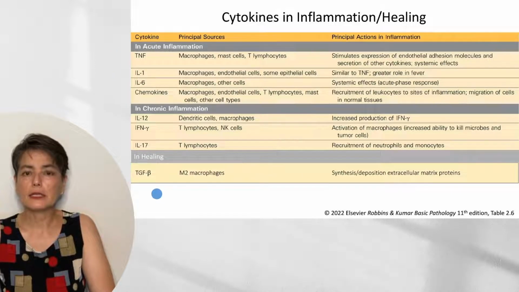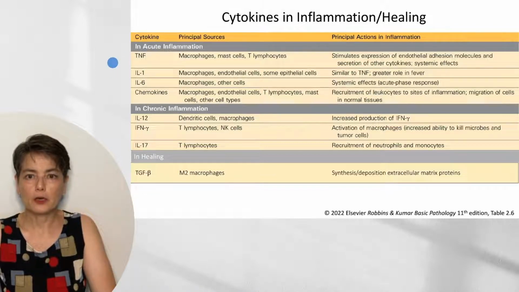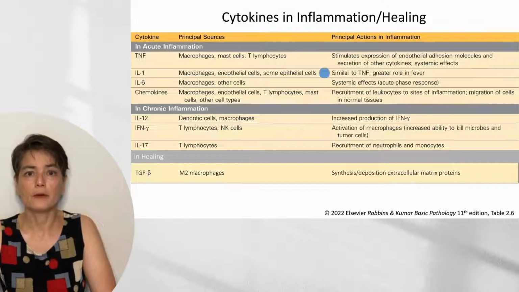I want to go into a little bit more detail about cytokines. These are small molecules that are released by a variety of different cells, and they have a number of different actions in inflammation. So this comes from table 2.6 from Robbins and Kumar Basic Pathology, 11th edition. I added a little bit here in healing to bring in TGF-beta. But again, tumor necrosis factor, we talked about how it stimulates the expression of endothelial adhesion molecules and secretion of other cytokines and has systemic effects, which I discussed earlier.